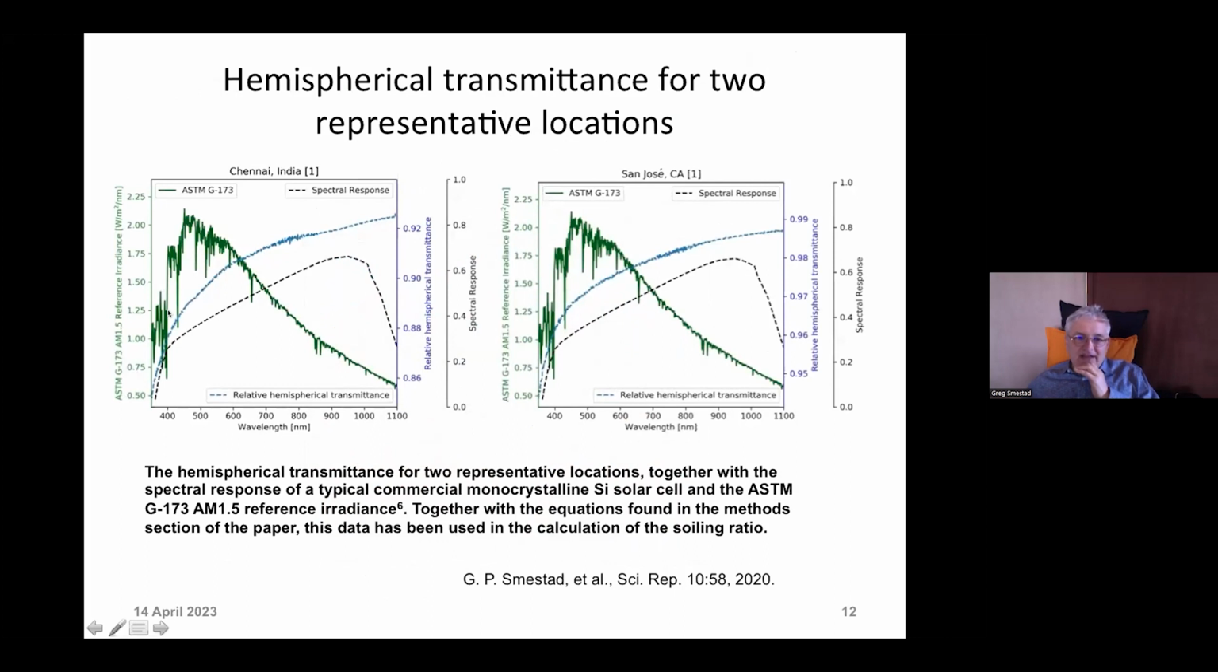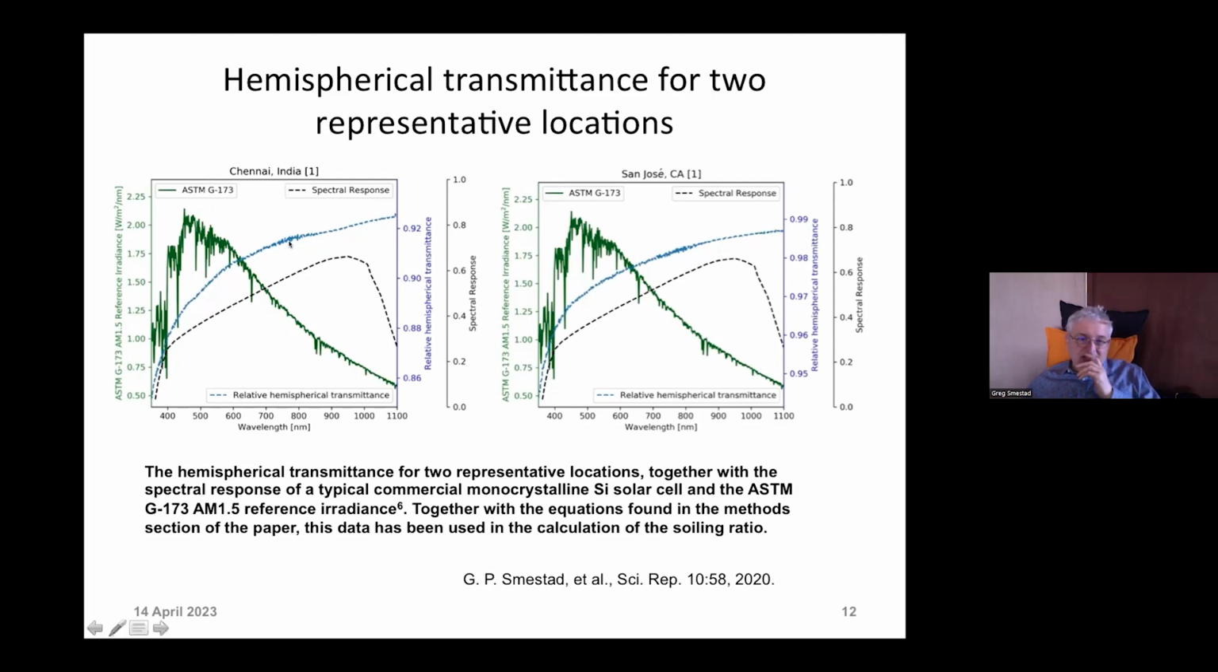And the thing that you should take away: first notice this quantum efficiency curve, or the spectral response here. It's a dotted line, spectral response or quantum efficiency. You see the standard solar spectrum here in green. And then you have the relative hemispherical transmission, which again is the transmission of the glass cover soiled versus the reference, which is clean.